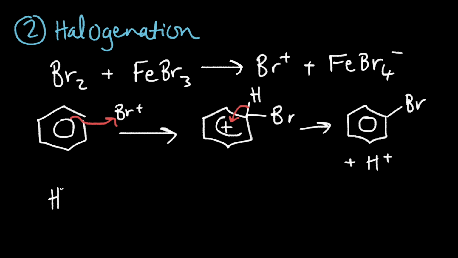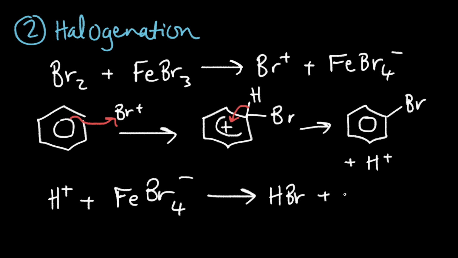So to do that, we take the H+ that we just made and we react it with the FeBr4- that we made in the first step to produce HBr and FeBr3.